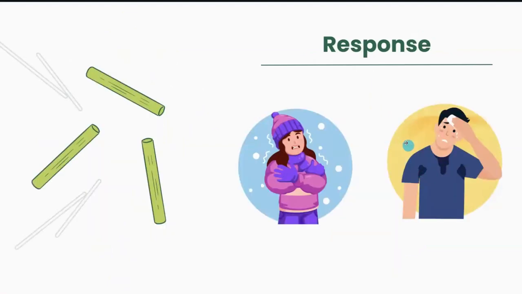Response. Living things do respond to their environment. Some examples of this are if it's cold, you shiver to try and warm yourself up. And if you're hot, you sweat to cool yourself down. And these are all examples also of homeostasis and trying to maintain homeostasis, which is also another characteristic of a living organism.